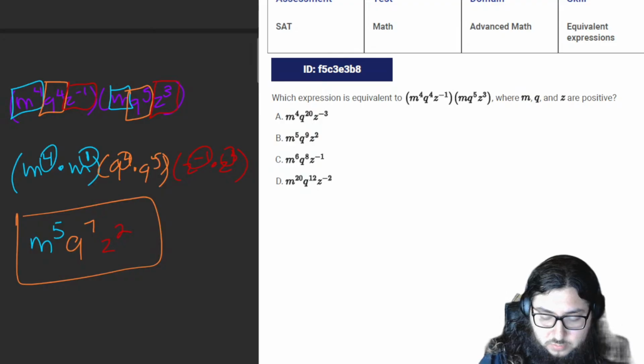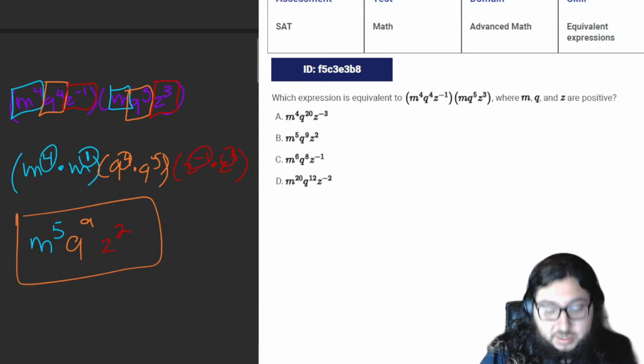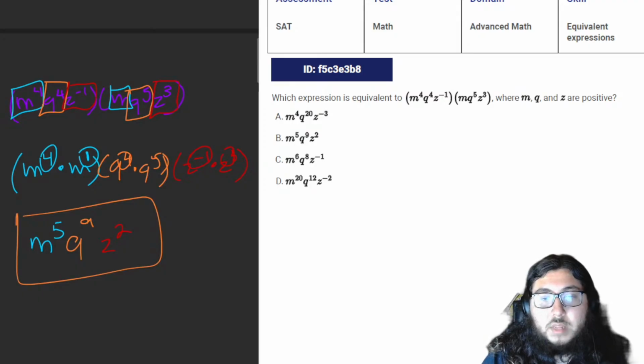Here. Whoops. So it's actually q to the 9th. Don't make silly mistakes like me. But yes, this corresponds to answer choice B. If there are no questions on this, we'll move on to the next question.